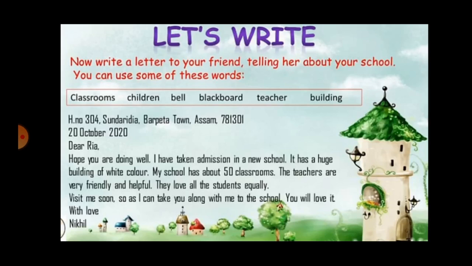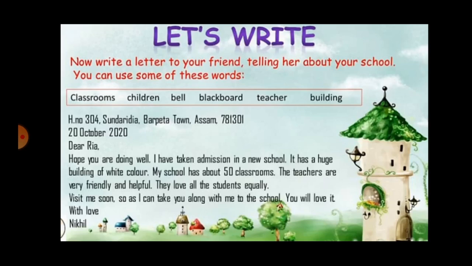You will love it. So in this way, 3 words have been used in this letter. In this way, by using these words, by the help of these words, you can write the body of the letter.